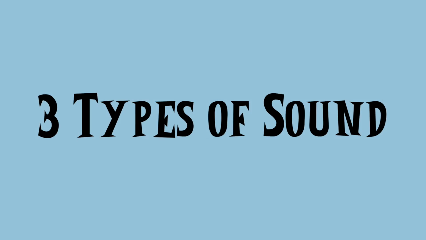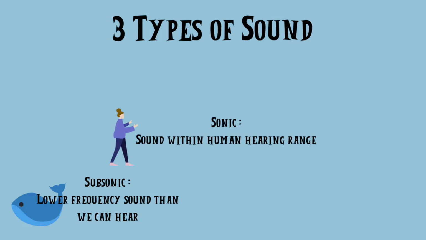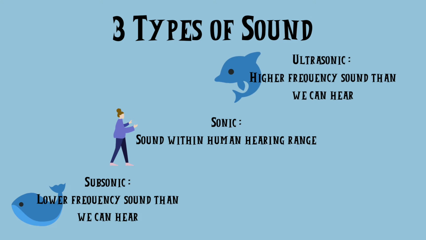Now, there are three main types of sounds. There are subsonic, which are below our ability to hear. There's sonic sounds, which we can hear. And then there are ultrasonic sounds, which are higher than we can hear. We're going to be focusing on all of them. We're going to see how this reacts.